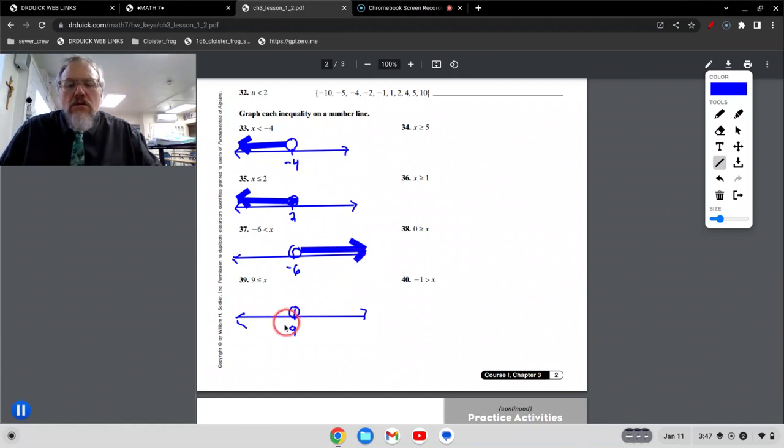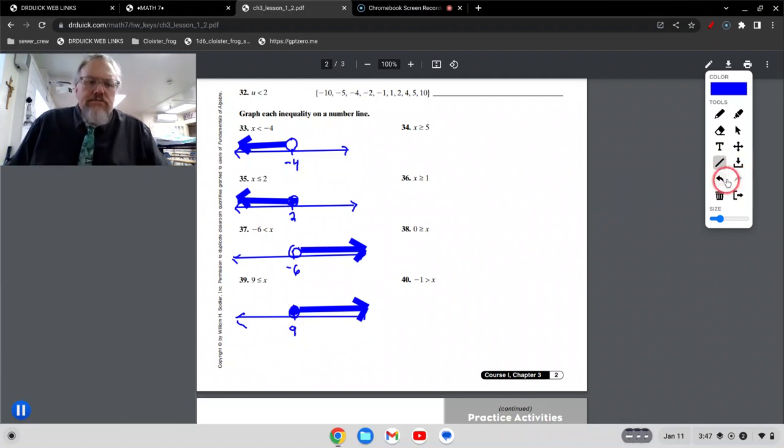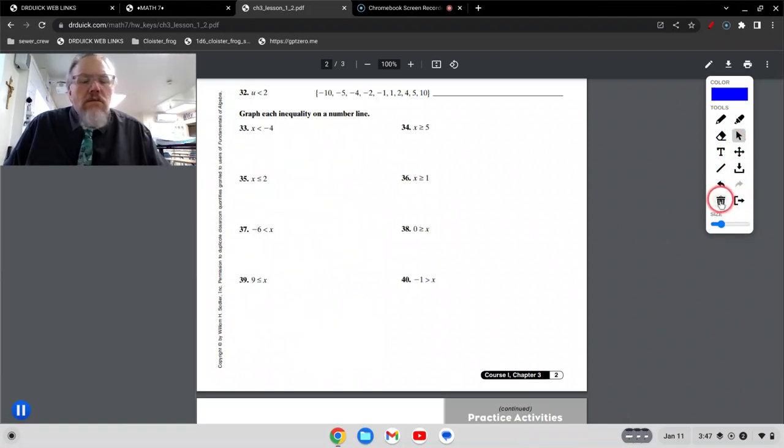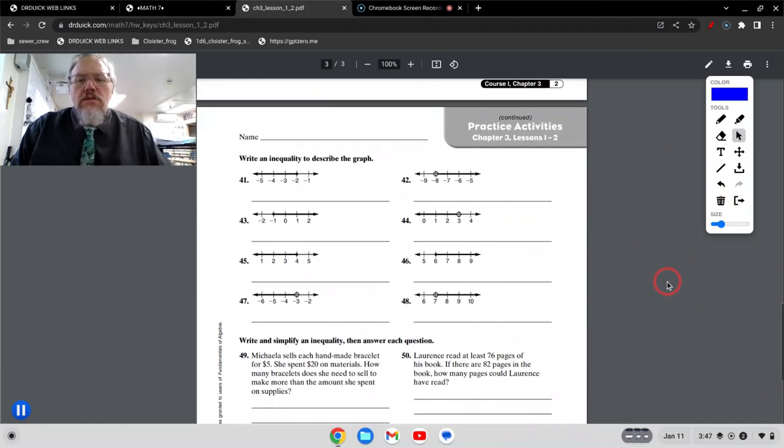Aha, tricky. This one, X is greater than 9. This one's going to be going this way too. And check it out. This is greater than or equal to, so I can color this in, right? So that circle's colored in. Makes sense? Well, I hope so. So that's those guys. I don't think I made any other mistakes, so I think I'm good. Let's look at the next page.